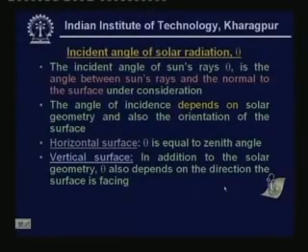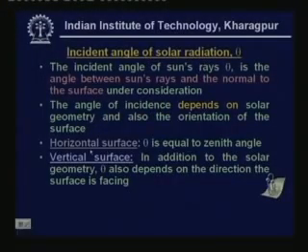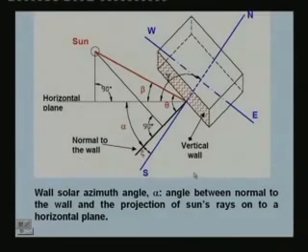Now let us look at a vertical surface. The calculation of the angle of incidence for a vertical surface is a little more complicated compared to a horizontal surface, because here, in addition to the solar geometry, we also have to consider the direction the surface is facing, whether it is facing east side or west side or south side. These things will come into the picture. Let me explain that with the help of this picture.